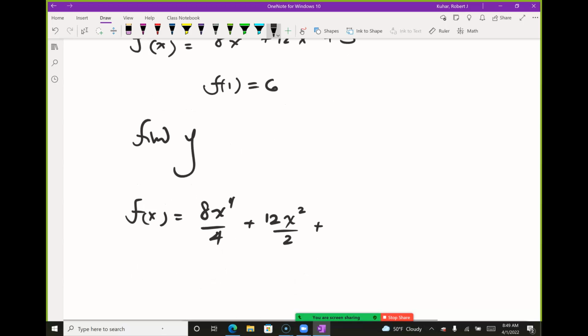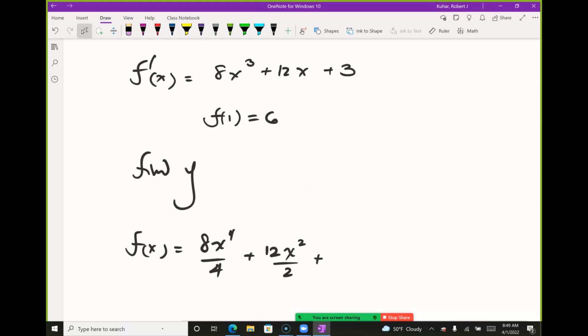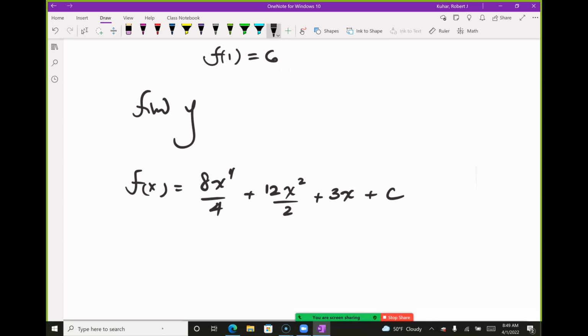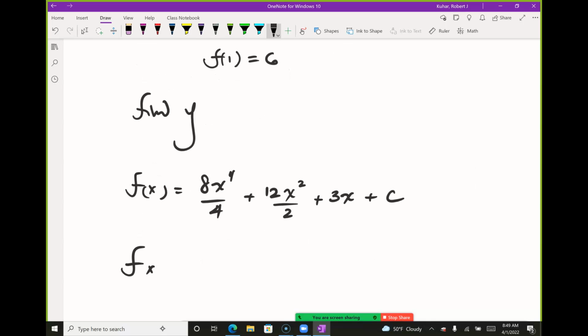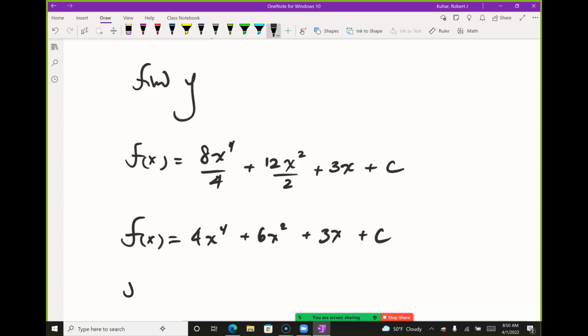The 3 becomes 3x. Good. And then the constant c. Good. See? You can race. So I got f of x is 4x to the 4th plus 6x squared plus 3x plus c. And if I plug in f of 1, I'm supposed to get 6.